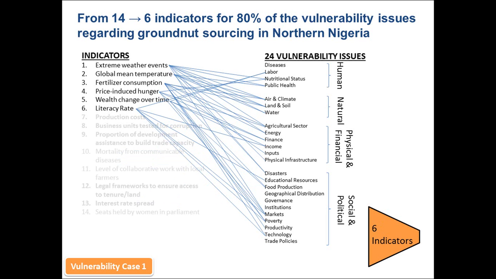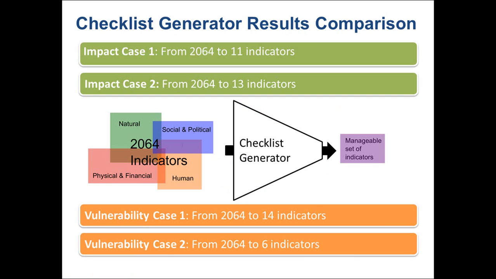So the second vulnerability case allows us to more than halve the list of indicators and identify a few key indicators to start measuring and looking for data when considering the vulnerability of groundnut sourcing in northern Nigeria. And so this brings us back to where we started.